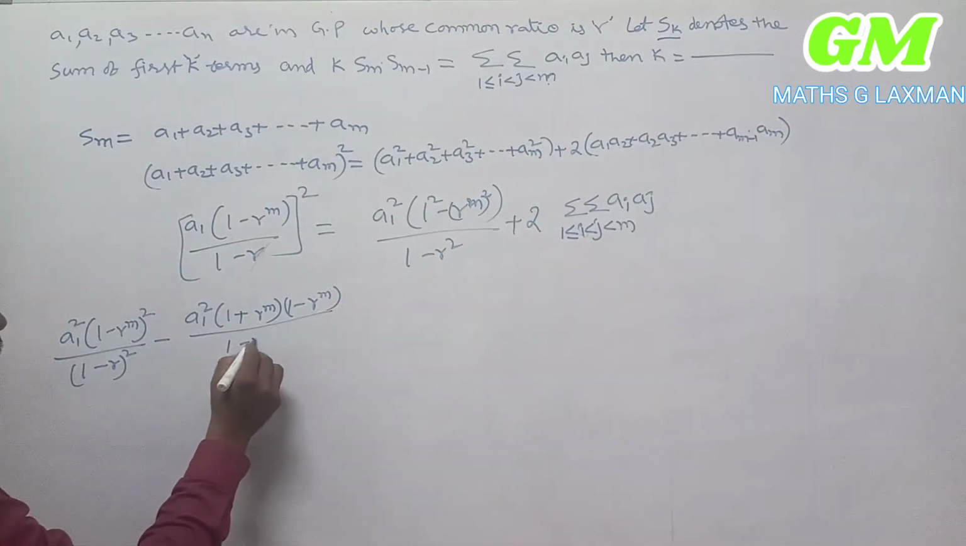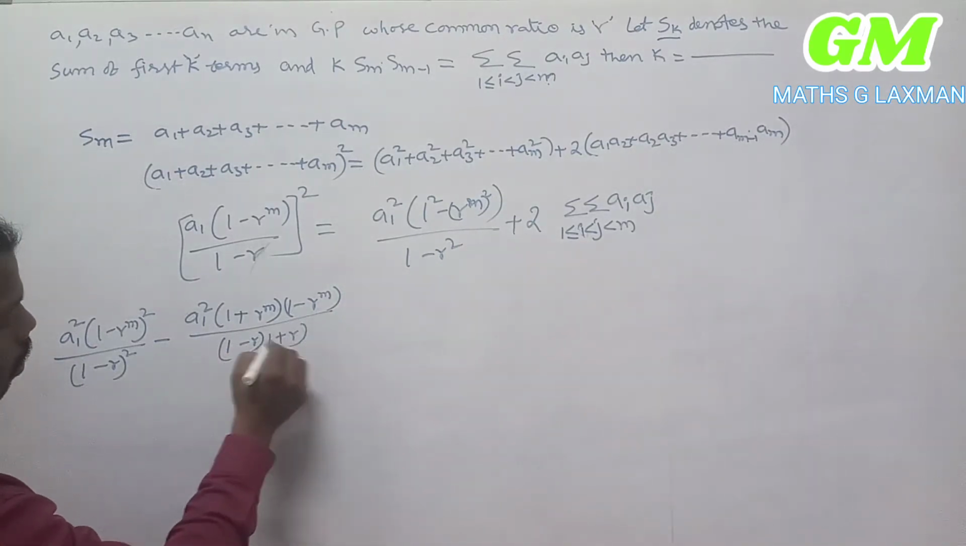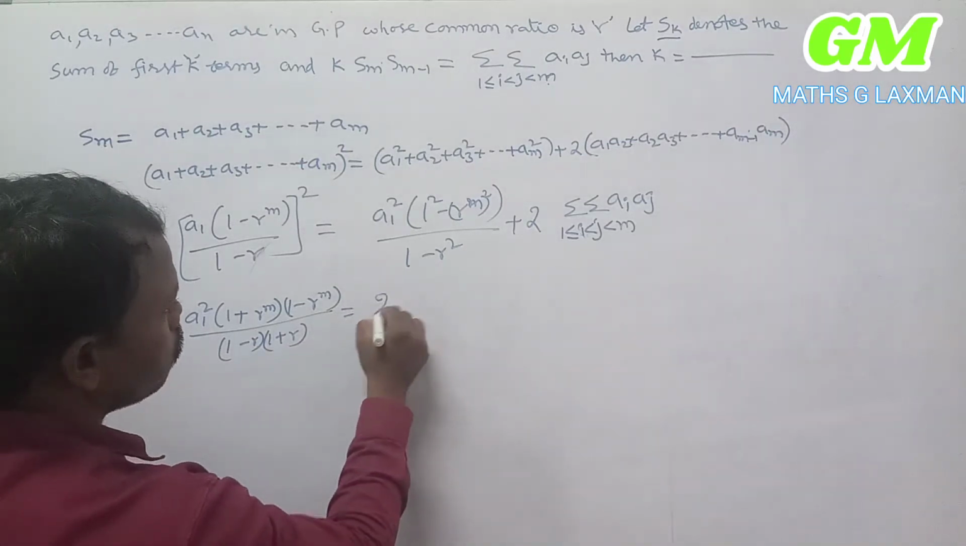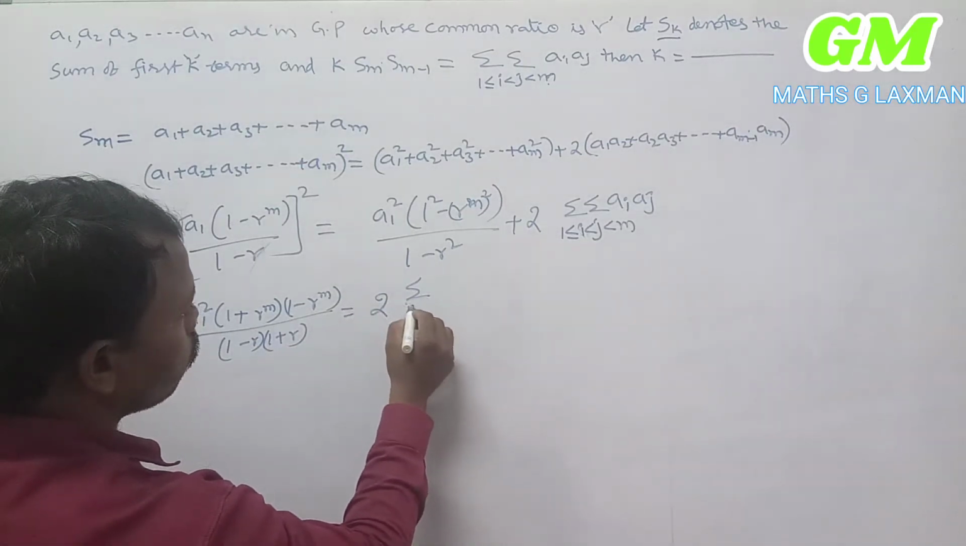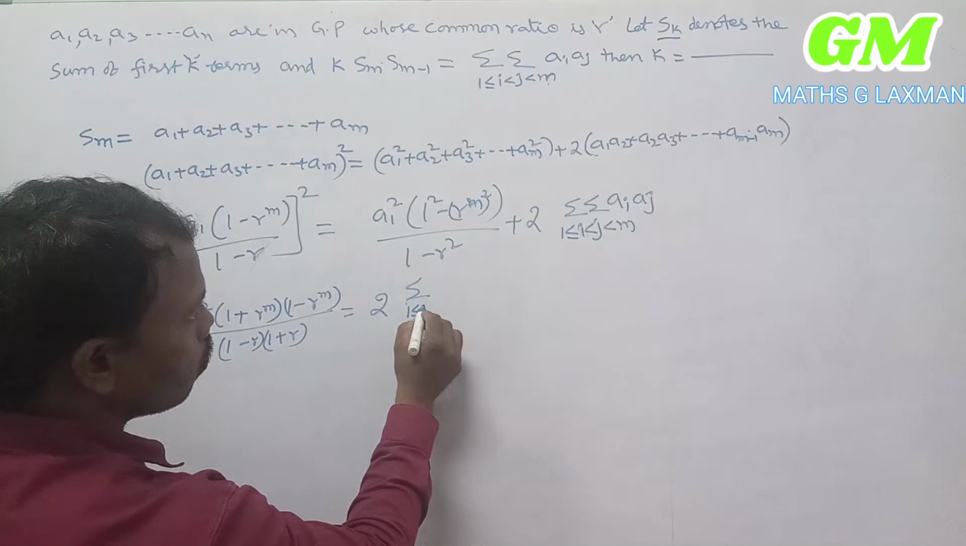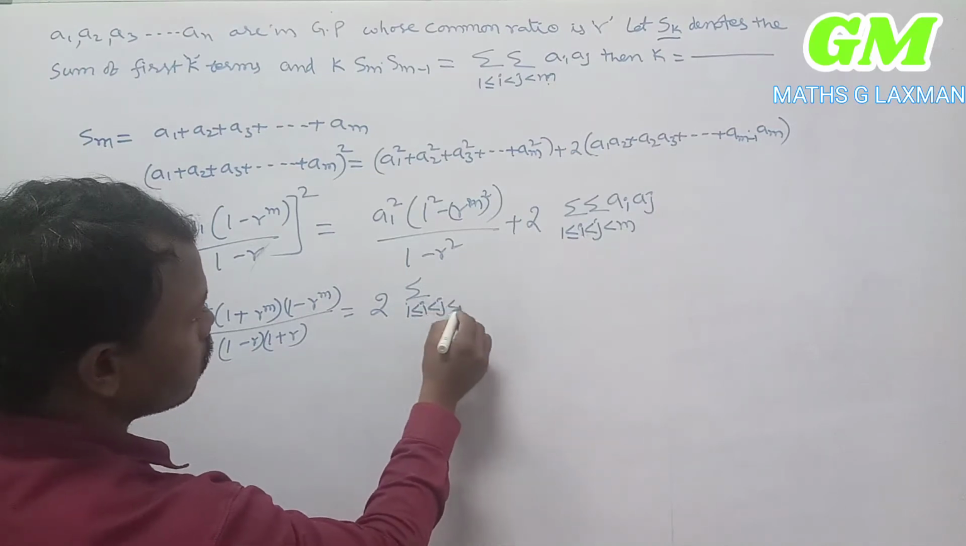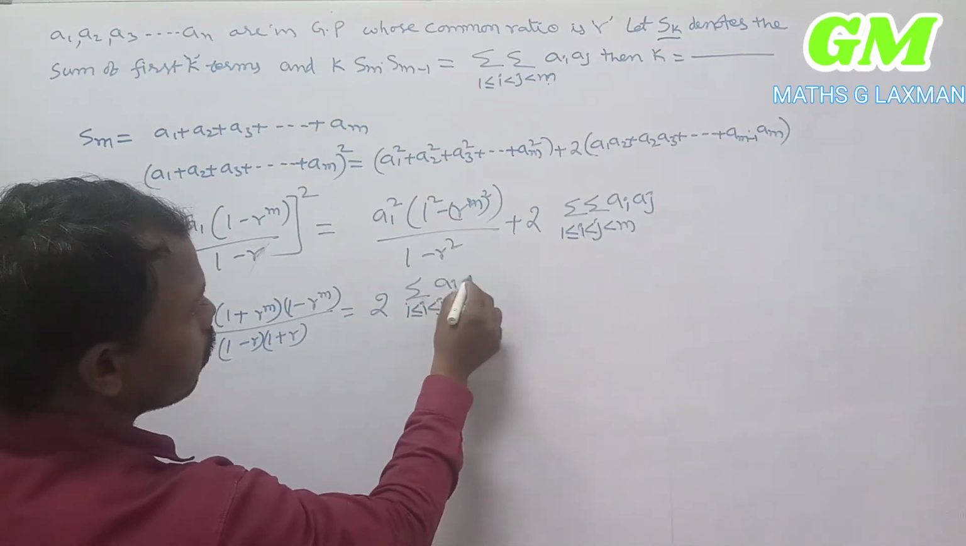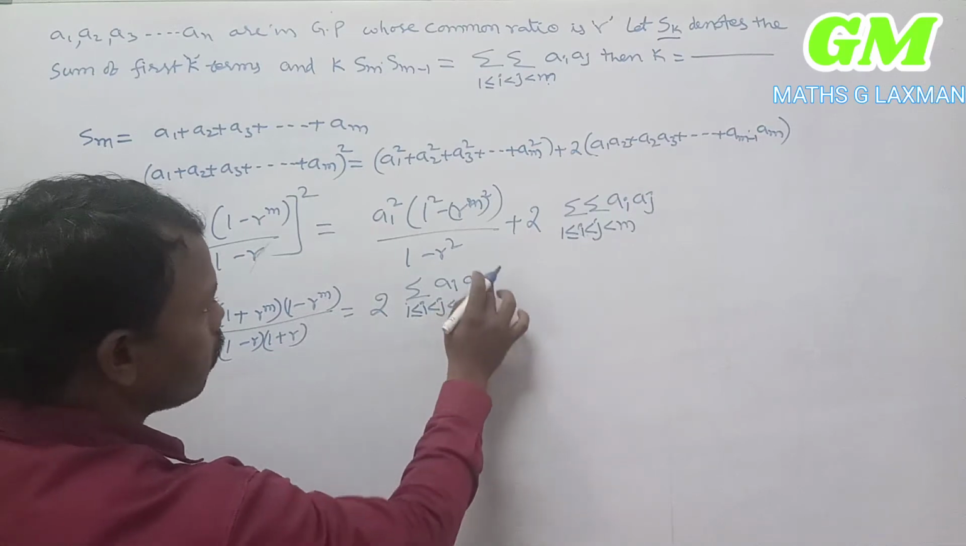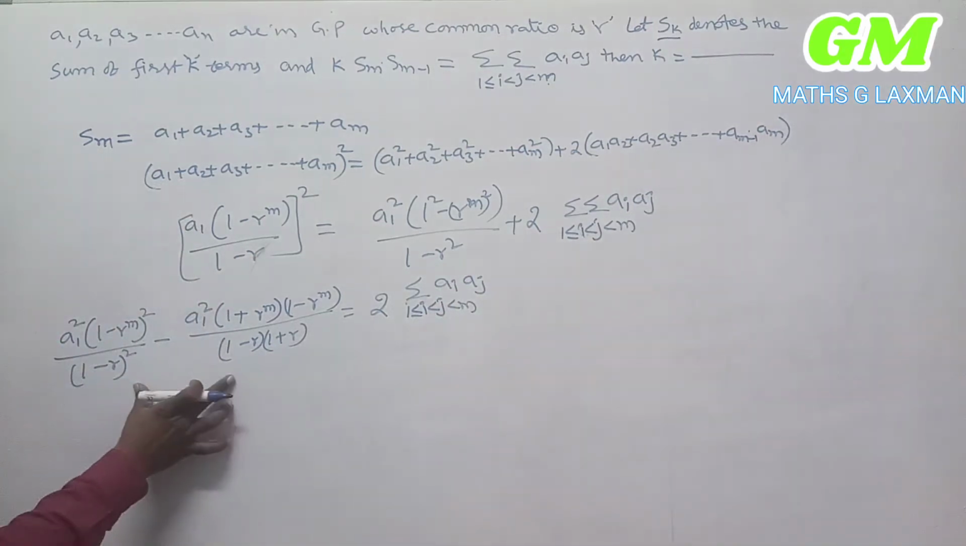So (1 minus r) into (1 plus r), which is equal to 2 into the summation of 1 ≤ i < j < m, a_i and a_j. So now simplify this one.